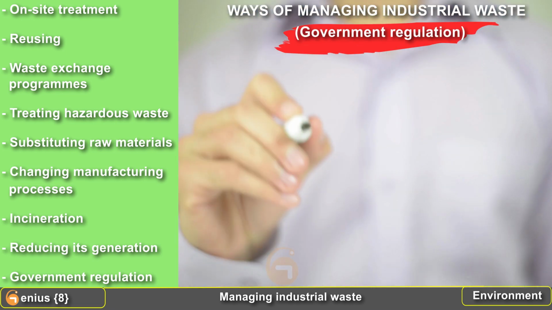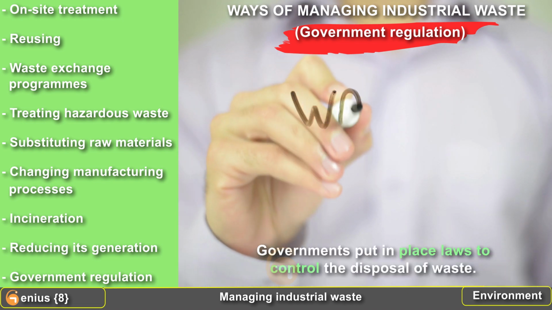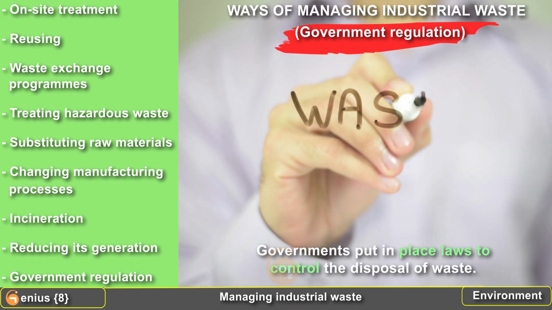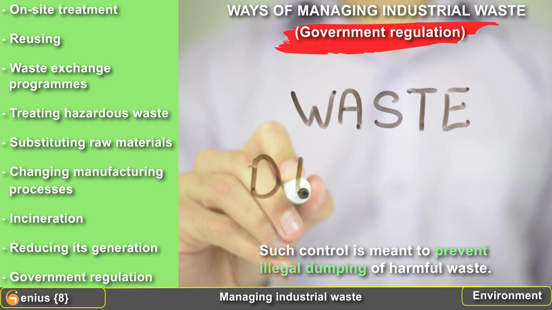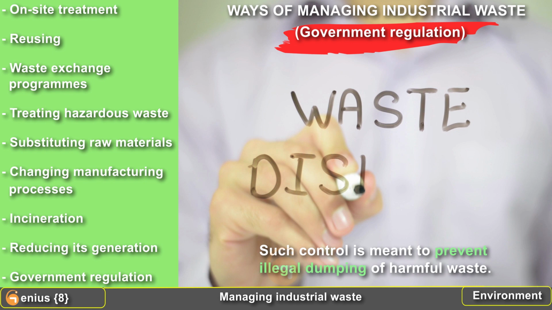Government regulation. Governments put in place laws to control the disposal of waste. Such control is meant to prevent illegal dumping of harmful waste.